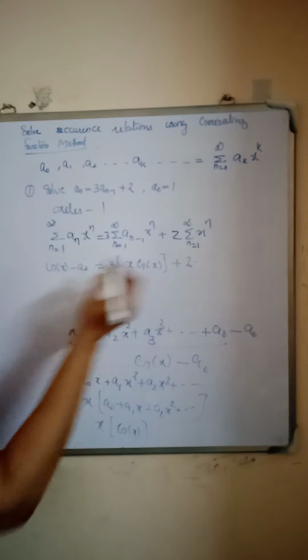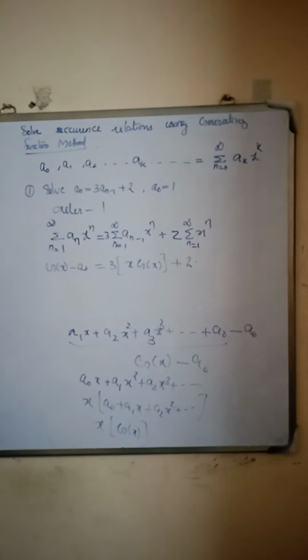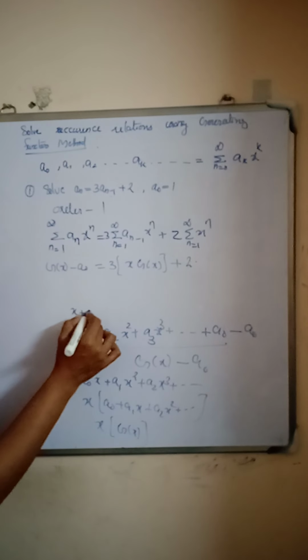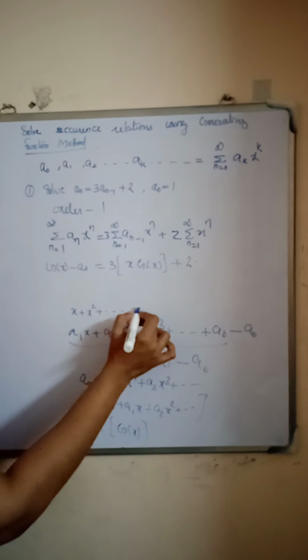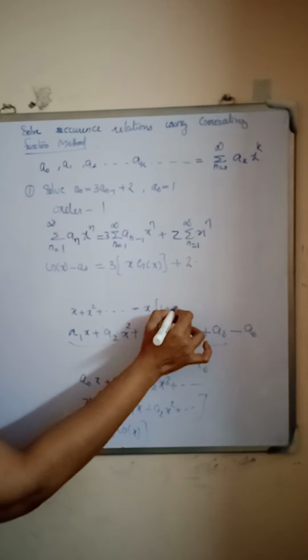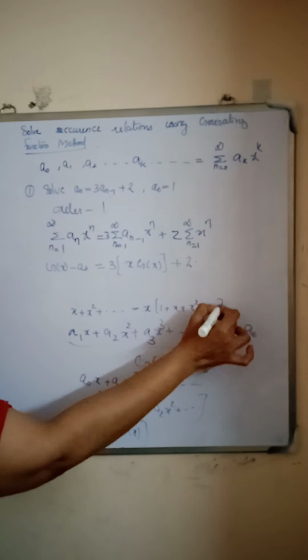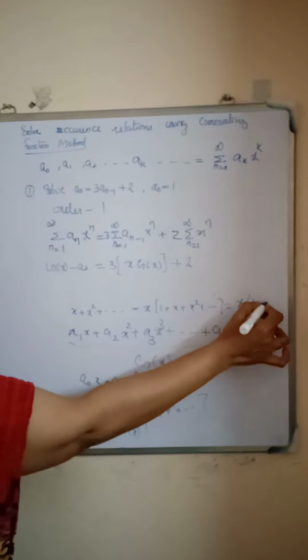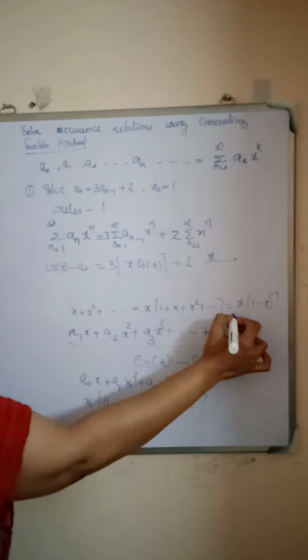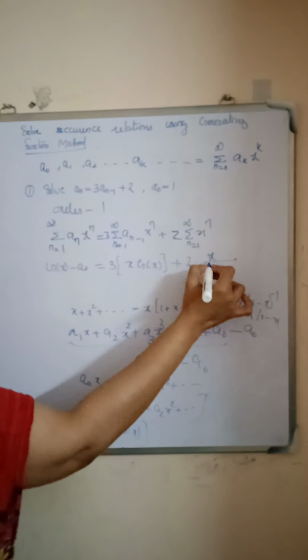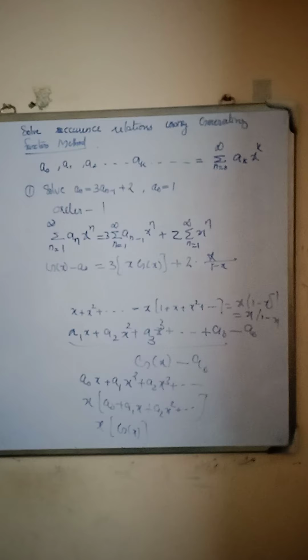plus 2 into, what is sigma n is equal to 1 to infinity x raised to n? That is x plus x square plus etc. Taking x outside, x into 1 plus x plus x square plus etc. That is x into 1 minus x all raised to minus 1, or it is x by 1 minus x. So 2 into x by 1 minus x. So we get this term as this.